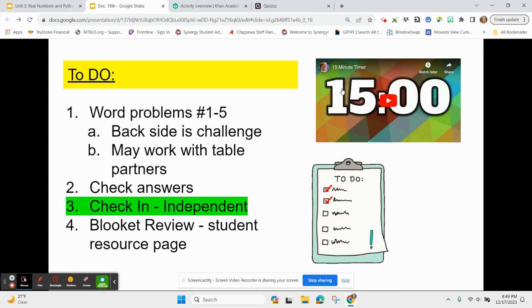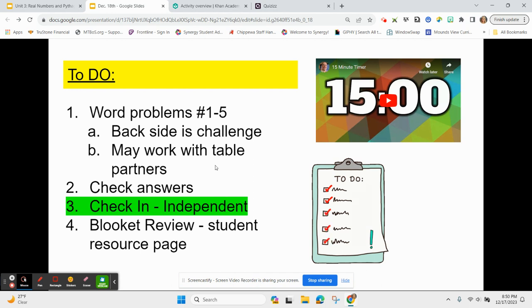Now, today, here's our to-do list. In just a moment, you are going to get a Pythagorean theorem word problems worksheet. The front side has problems 1 through 5. That is your assignment. Working with a table partner or your desk partner, I would like you to talk through, draw a picture, and solve those 5 problems. You will need calculators. Notice there's a timer up here. Once all the papers are out, you'll have 15 minutes to work on those problems. And after 15 minutes, we're going to check those answers.